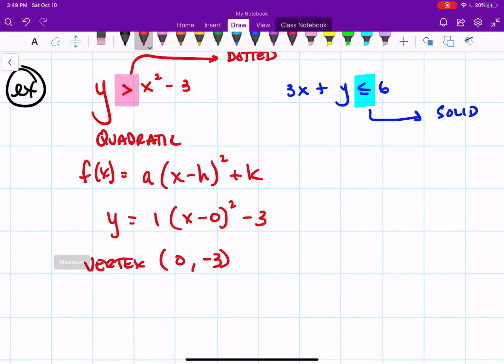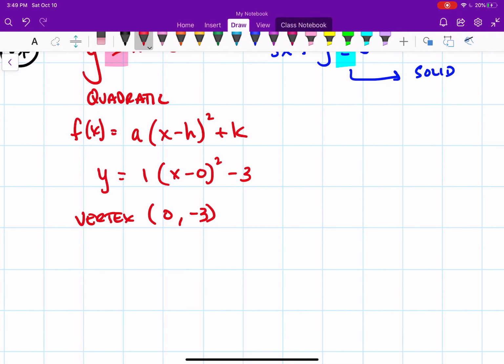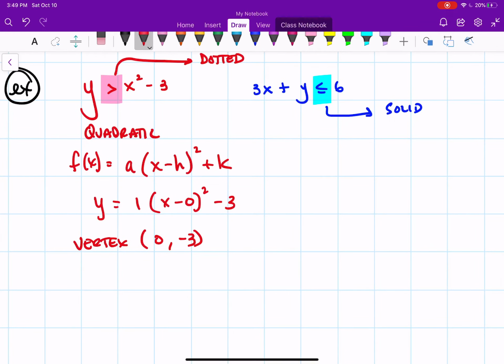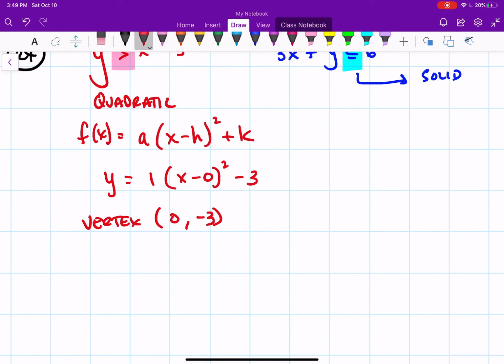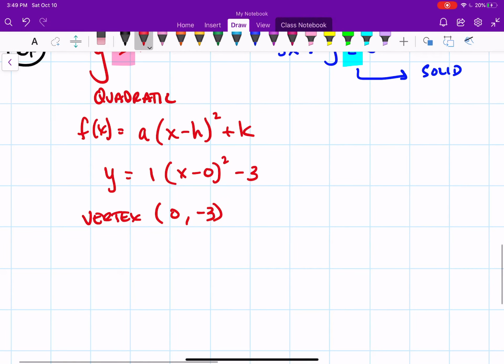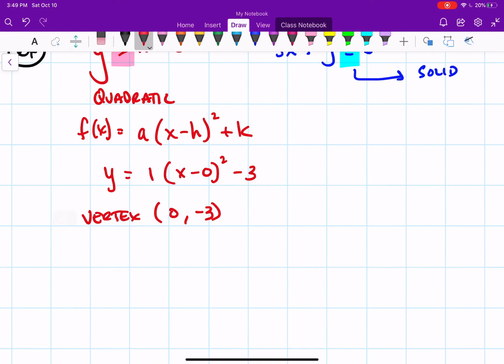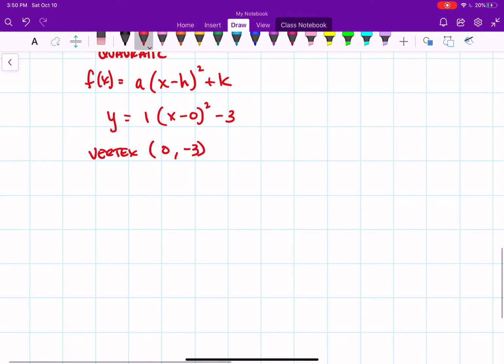All right. And then from there, I can do two things. One is I could make a table, plug in a couple of numbers above the vertex and a couple of numbers below it, or I can find my x and y intercepts. I know I can find my y-intercept. Never mind, it is the vertex, so that's good enough. So let's go ahead and make a table.